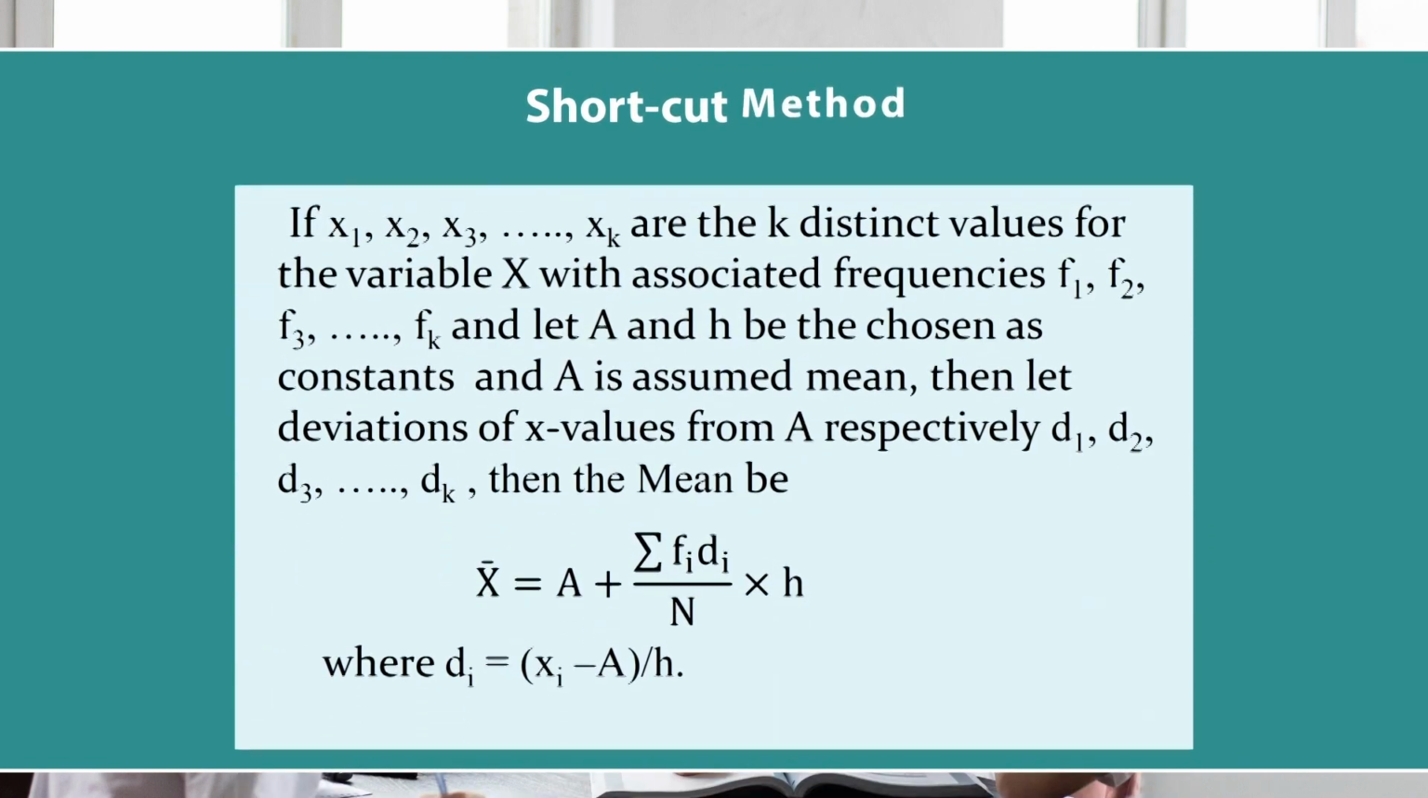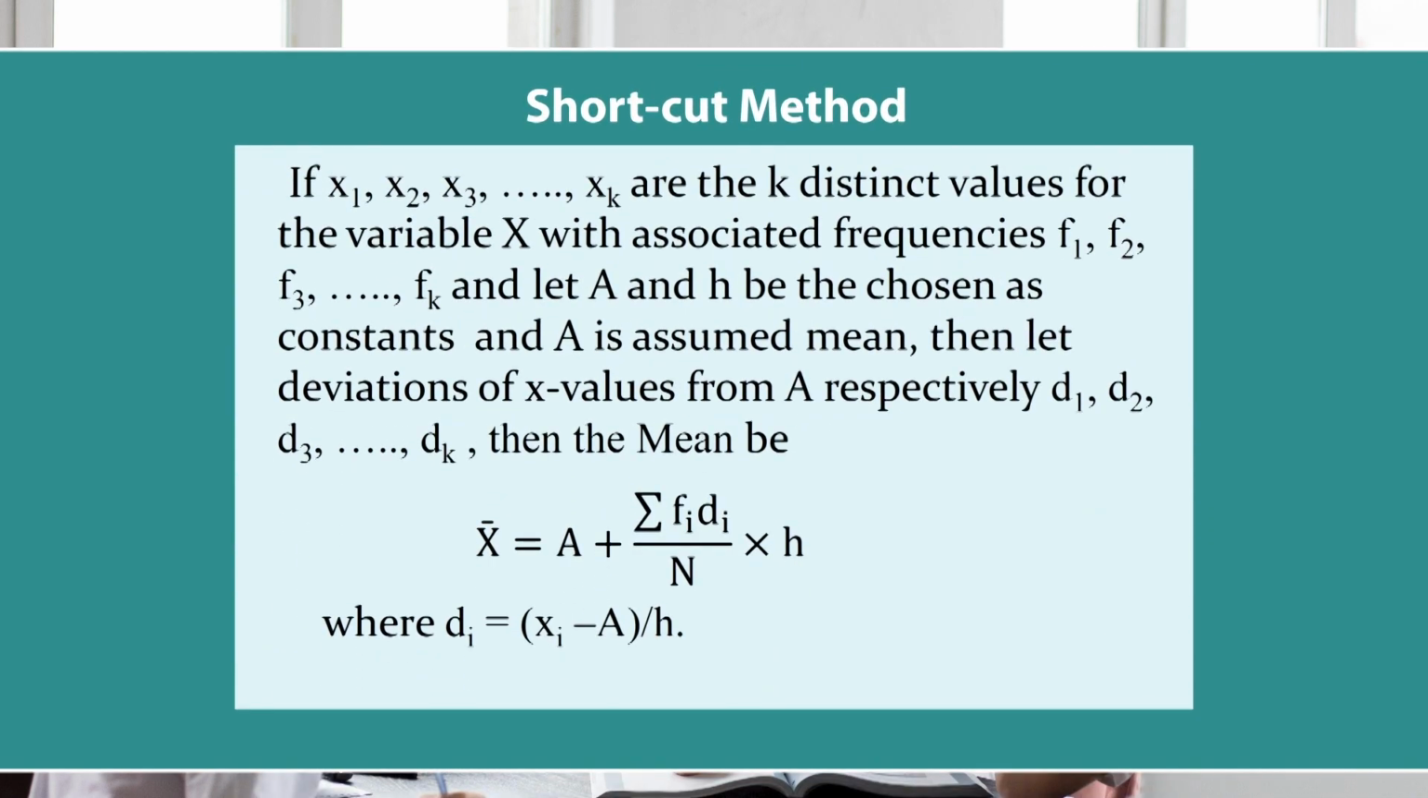Now, we come to the shortcut method for the second kind of data, that is discrete data. If x1, x2, x3 up to xk are the k distinct values for the variable x with associated frequencies f1, f2, f3 up to fk, then again we choose a constant capital A as an assumed mean out of the k values, and h is chosen as a constant. We calculate the deviations of x values from the assumed mean.